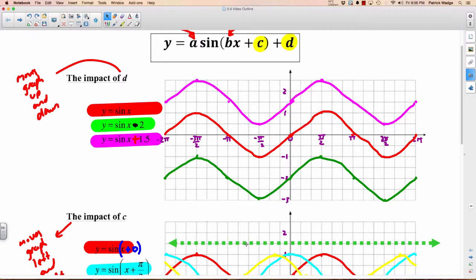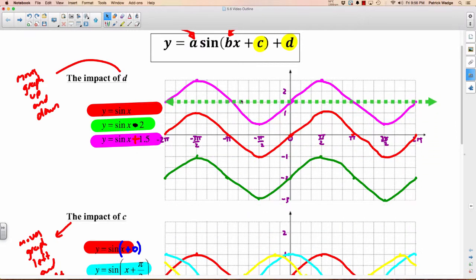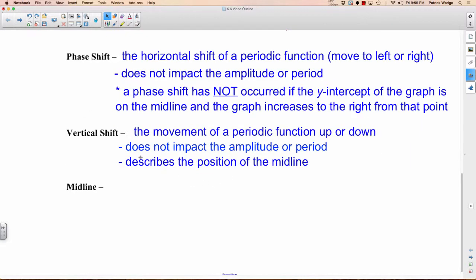So remember when I drew this midline and I put it right here, for example? What's the value of all the y values of that midline? 1.5, and that's what the d value was. The midline on this one goes here. The d value is -2, and so the midline's at -2. And even our original one, the mother function, the midline is at 0, and remember we said this could be sine x plus 0. So the vertical shift will tell you where the midline is.